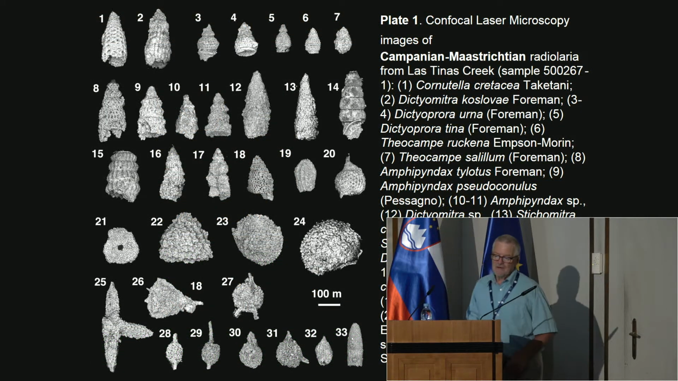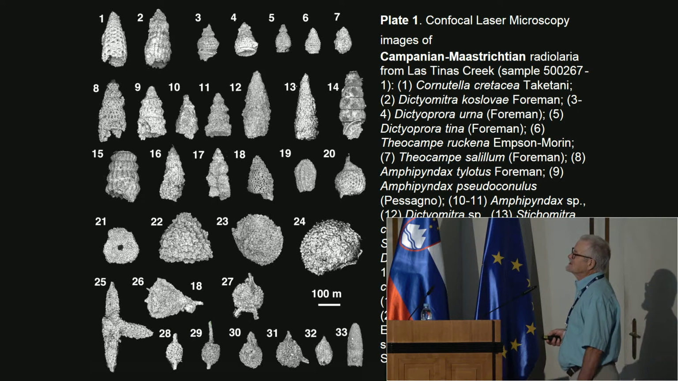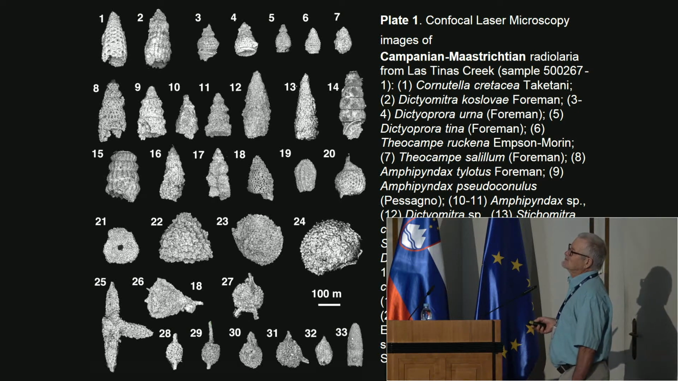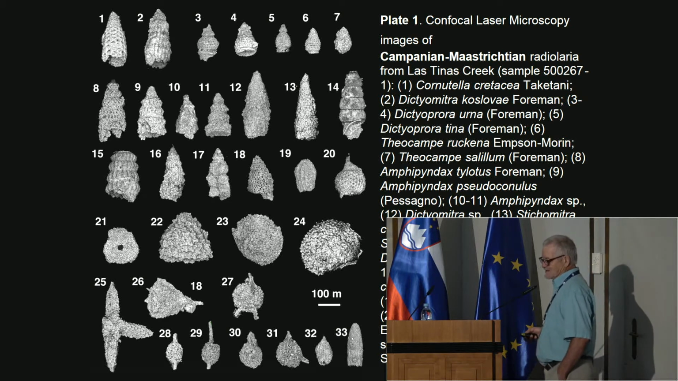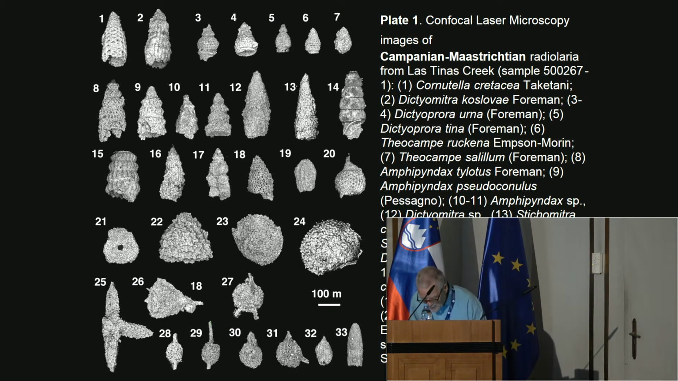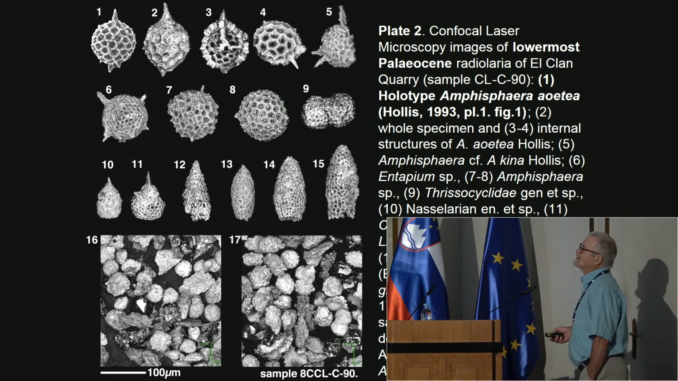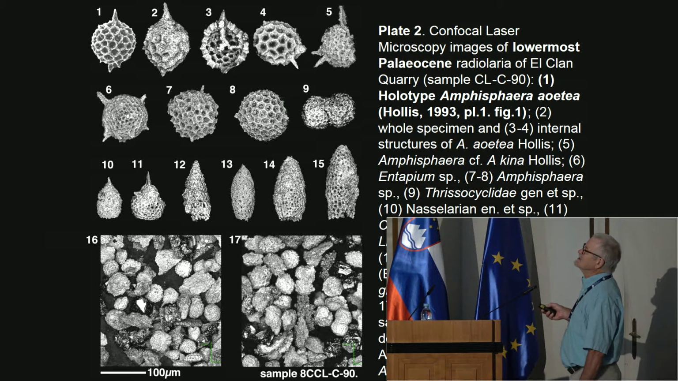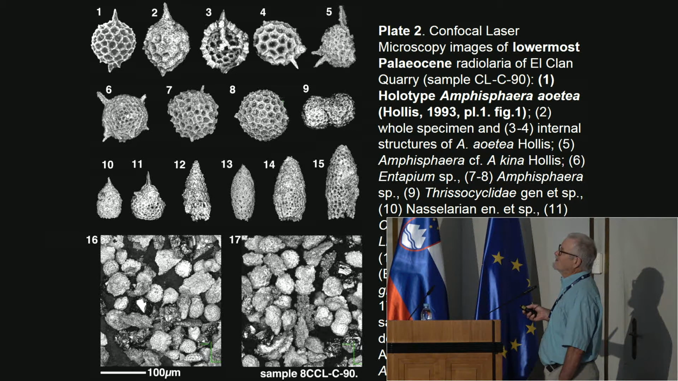But we found Campanian-Maastrichtian radiolarians in the Cansona formation. You see the preservation is poor and the imaging is poor, but still you can determine some of the species. But I really want to go to the Paleocene because that's interesting. We found also lowermost Paleocene radiolarians, and what is really very abundant is these Amphisphaera, different Amphisphaera species.